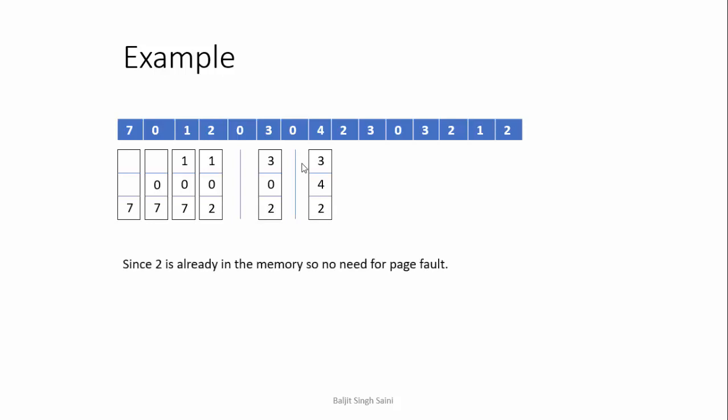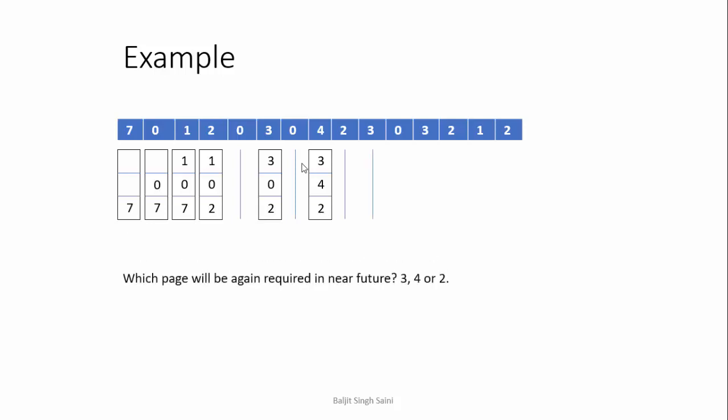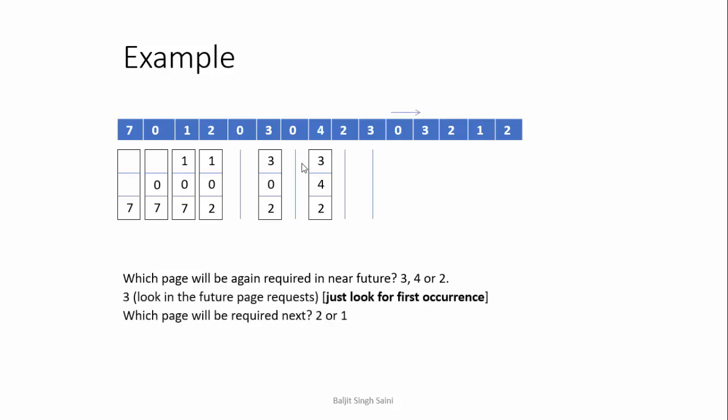Now 2 is already there, so there is no page fault. 3 is already there, no page fault. For 0, now which out of 3, 4 and 2 will be used after 0? 3 is the first one, so we are not going to replace 3. Next will be 2, so we are not going to replace 2. What is left? Page number 4, so 0 will be swapped with page number 4.